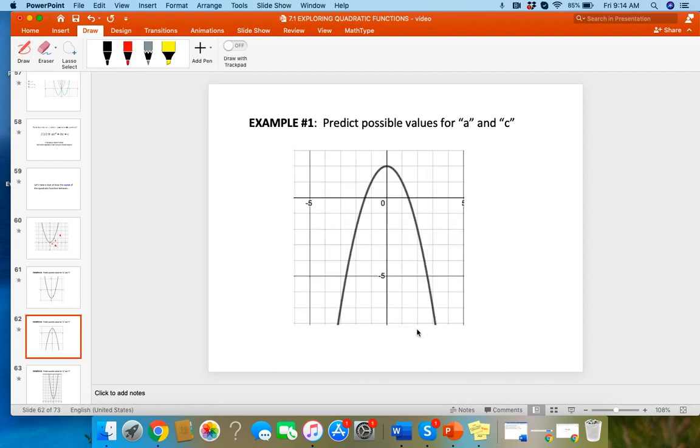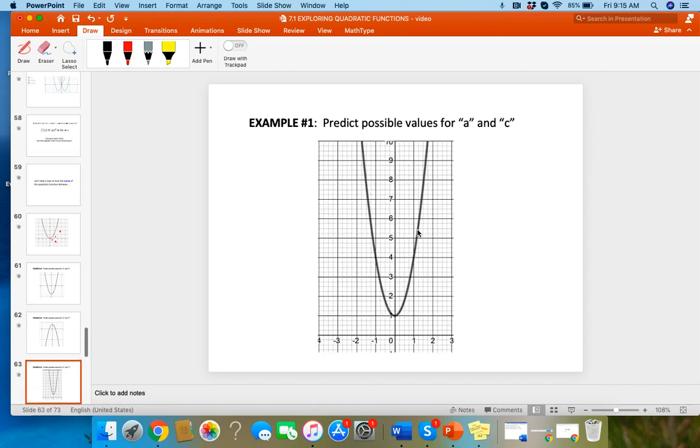Let's take a look at the next one. Now I can see that the y-intercept is 2. And so let me double check my a values as well. I can tell that my a value is probably negative because it's pointing down. When I go over 1, it went down 1. When I went over 2, it went down 4. So this one is a is equal to -1.